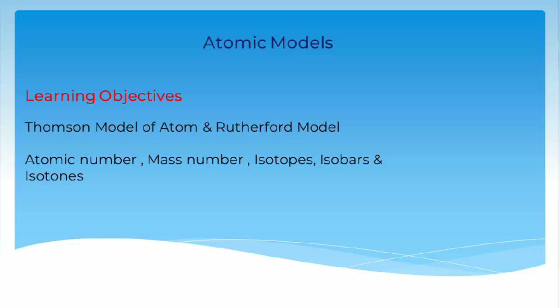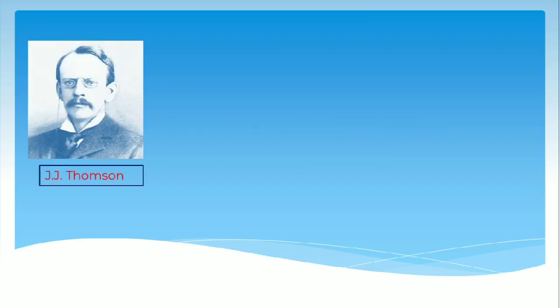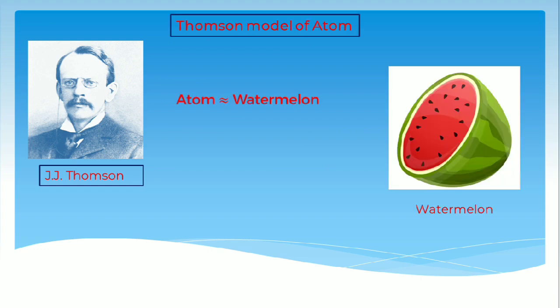Today we will discuss the atomic models. In that we will see the Thomson atomic model and Rutherford atomic model, atomic number, mass number, isotopes, isobars and isotones. We will discuss all these concepts. Now, the Thomson model of atom and the Rutherford model we will discuss. So first we'll see the Thomson model of an atom.